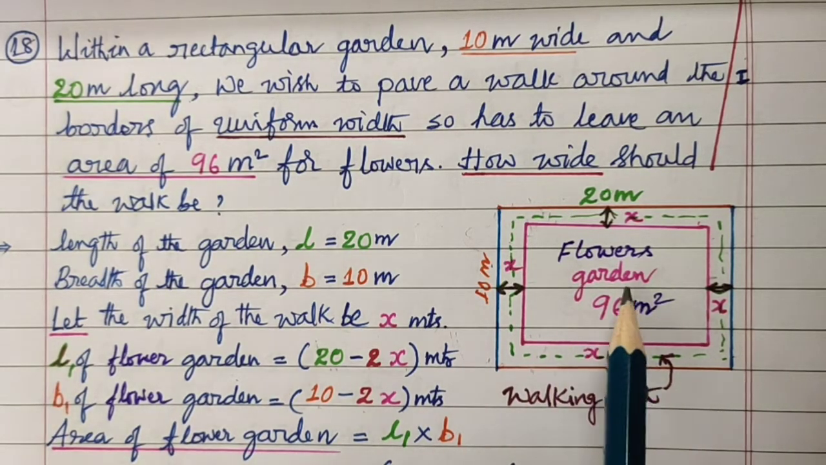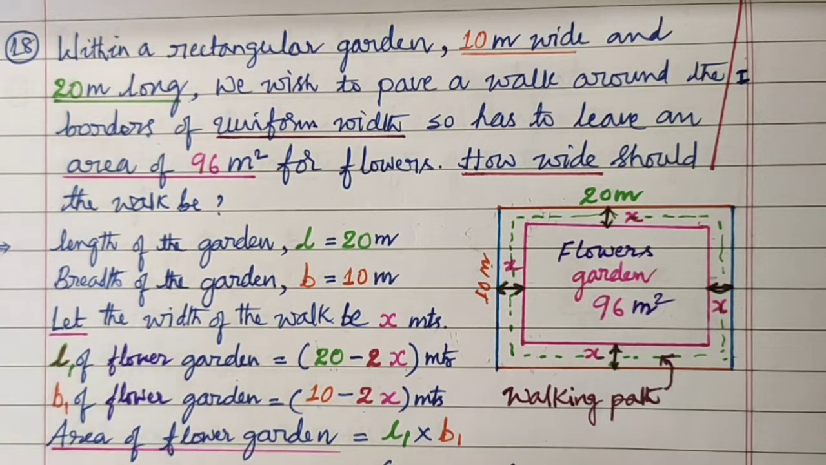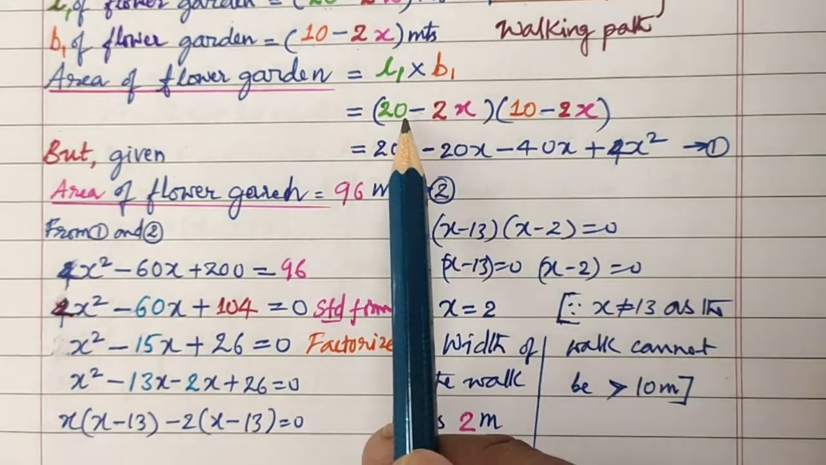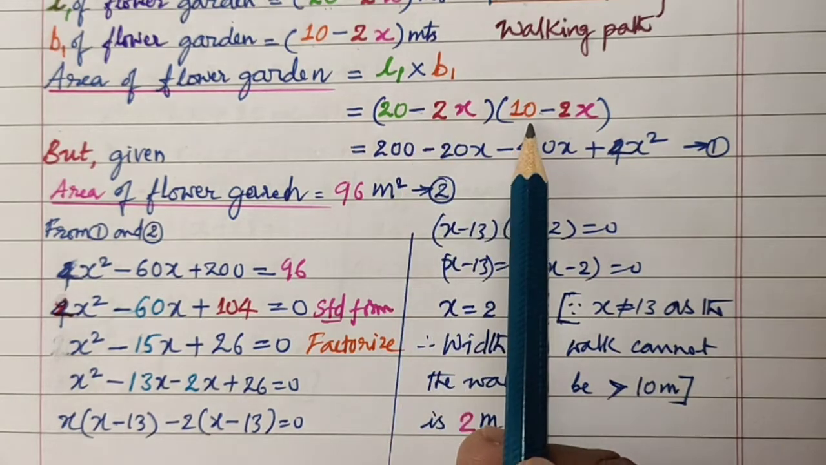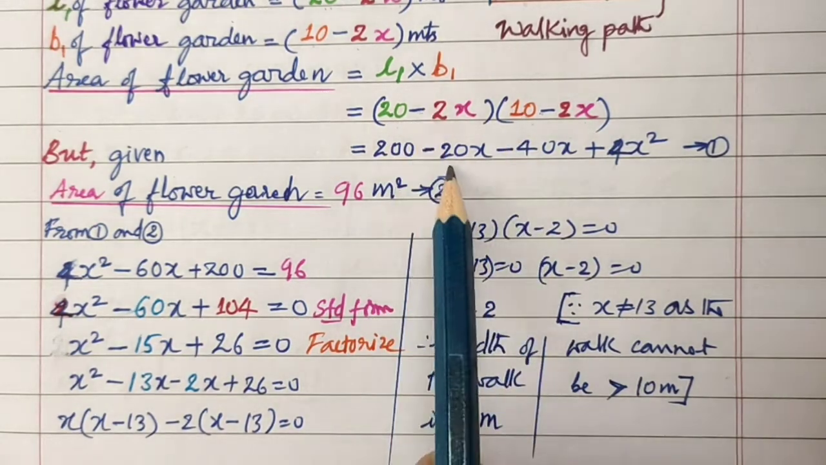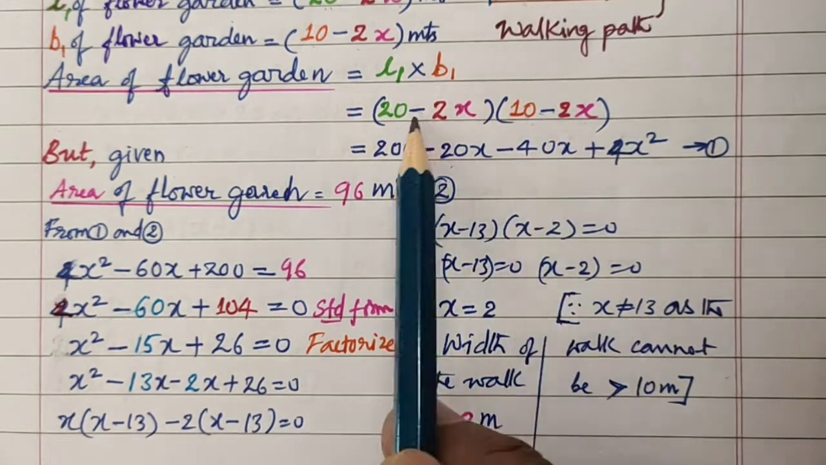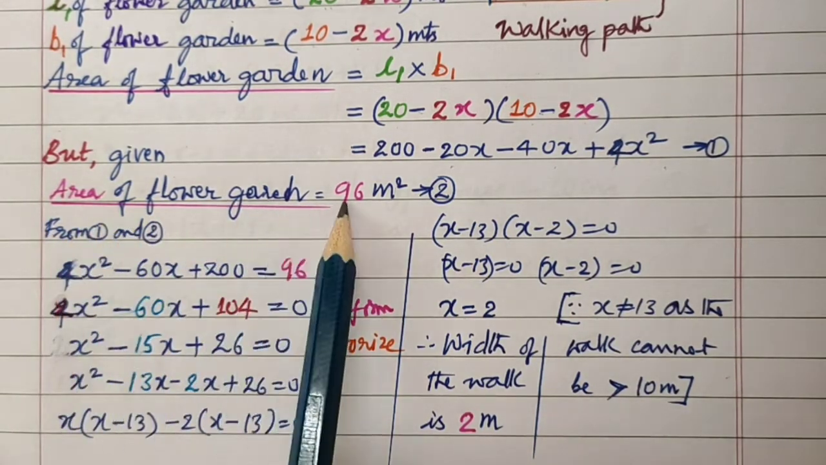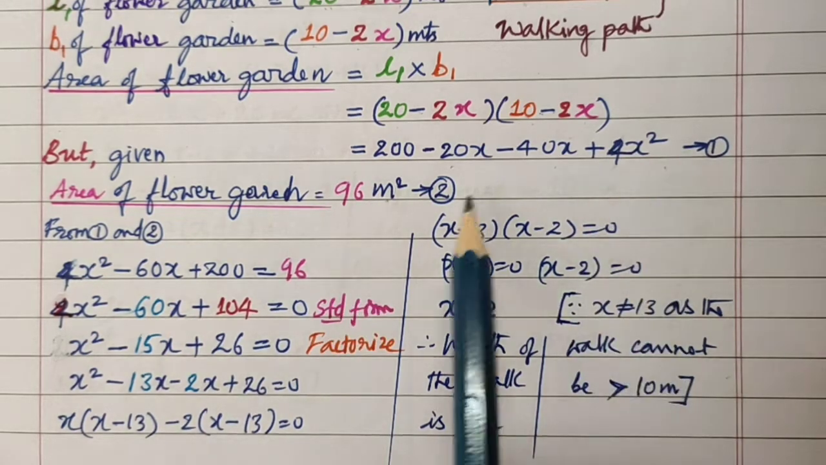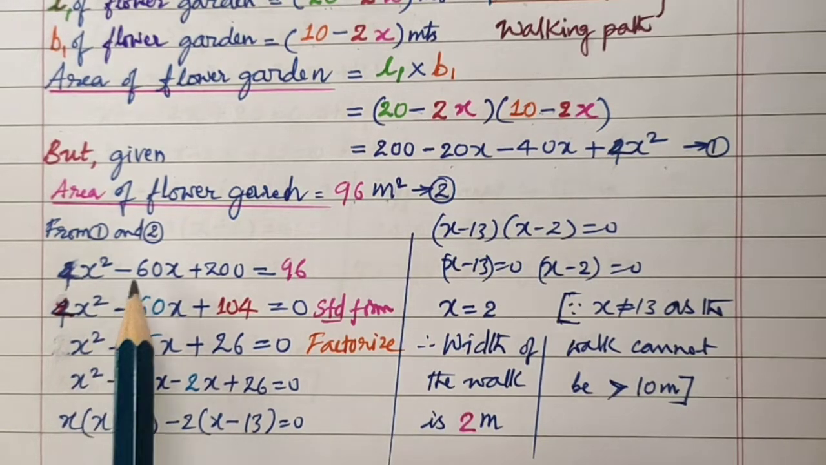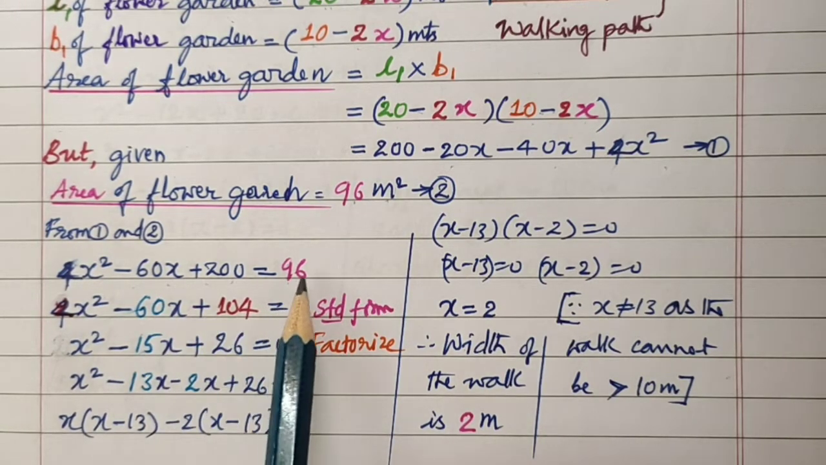Area of the flower garden, they have given as 96 square meters. Area of the flower garden is equal to L1 into B1. L1 we just found as 20 minus 2x, and B1 is 10 minus 2x. When you multiply, you get 200 minus 20x minus 40x plus 4x square. But they have given the area of the garden as 96 square meters. From 1 and 2, this is the equation we just found, and this is the area they have given: 4x square minus 60x plus 200 is equal to 96.